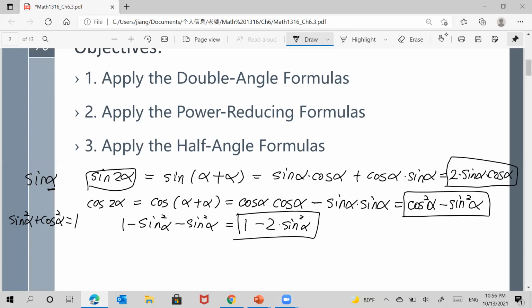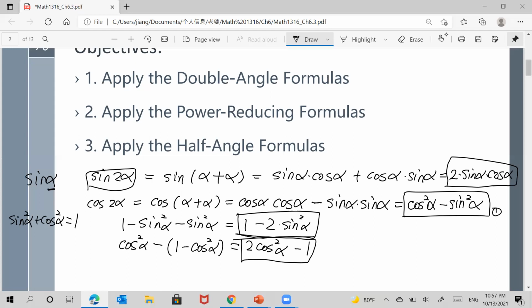How about I replace this term with 1 minus cosine alpha squared? Let's try. Keep the first term, cosine alpha squared, minus, I put a parenthesis here, 1 minus cosine alpha squared. Distribute the negative sign and get rid of the parentheses. That means minus 1 and plus cosine alpha squared. That means 2 cosine alpha squared minus 1. So cosine 2 alpha has 3 kinds of expression.